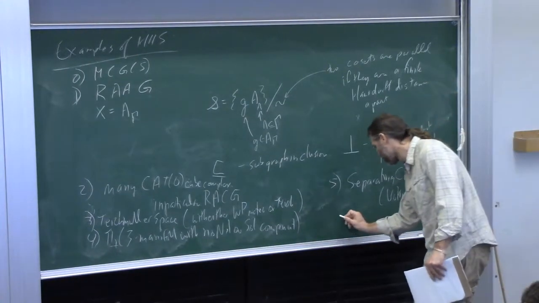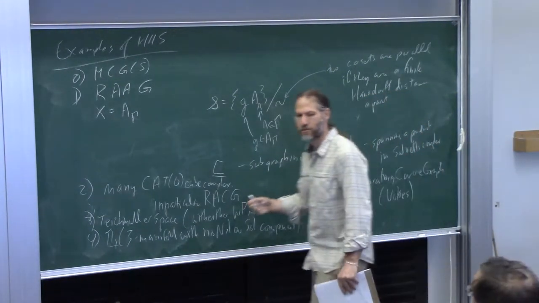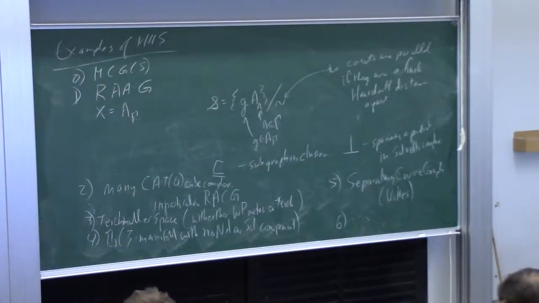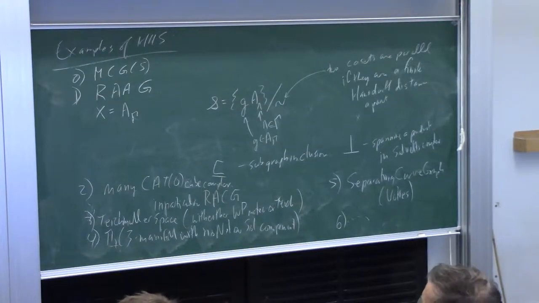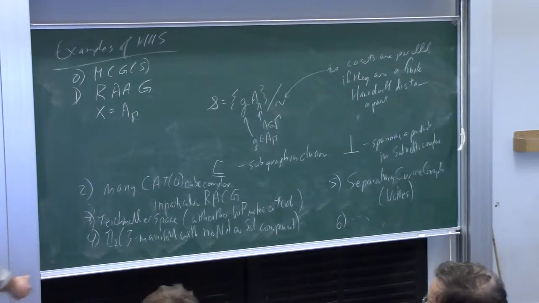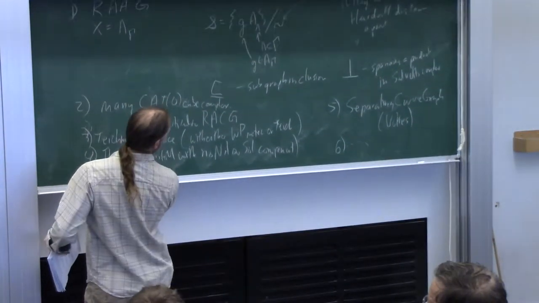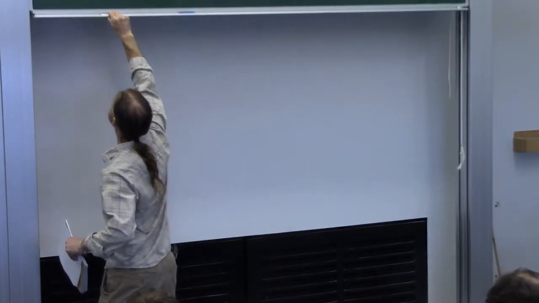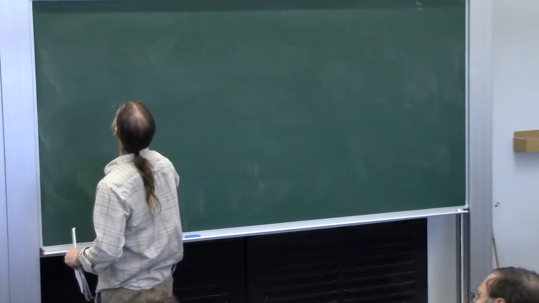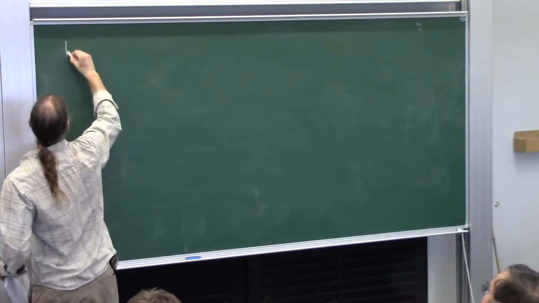Okay, that's enough for now, but there are other examples. There are combination theorems and other ways to build things. David Spriano has some other constructions, and there are many other ways to do this. I've got one more board over there. So these are the examples. Let me just say a few. There are a few non-examples too.